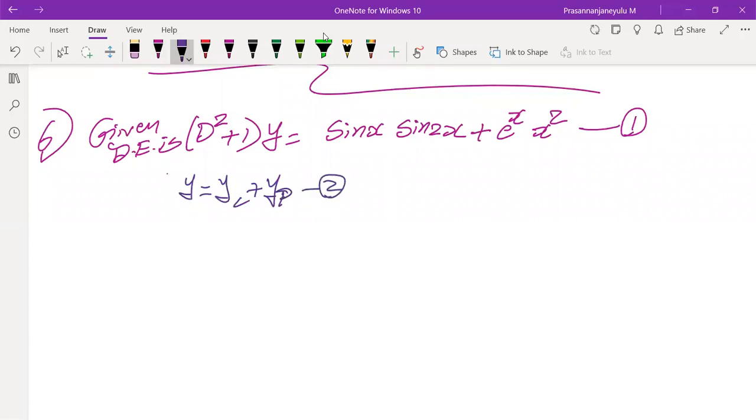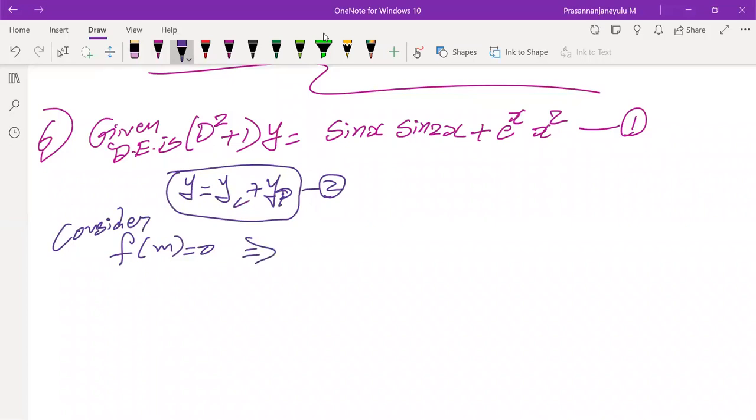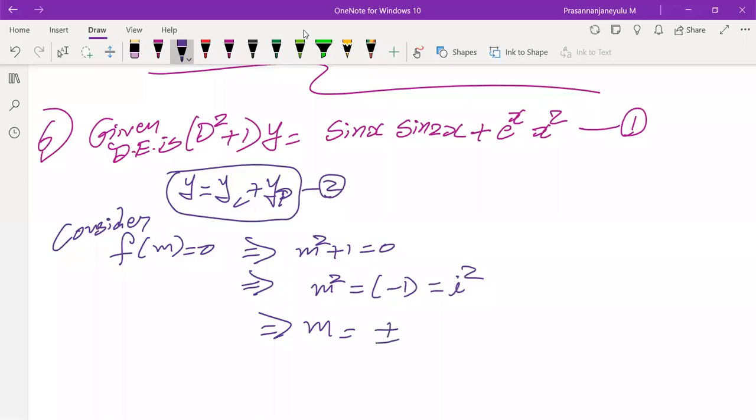Now we need to find the complementary solution. For finding a complementary solution, what do we have to consider? The auxiliary equation. What is the auxiliary equation? f of m equals 0. What is f of m here? m square plus 1 equals 0. Then what are the values of m? m square equals minus 1. Minus 1 is nothing but i square. So the values of m are plus or minus i.